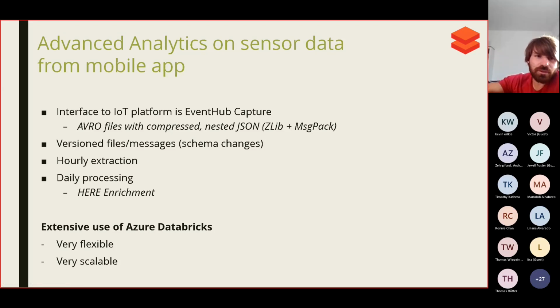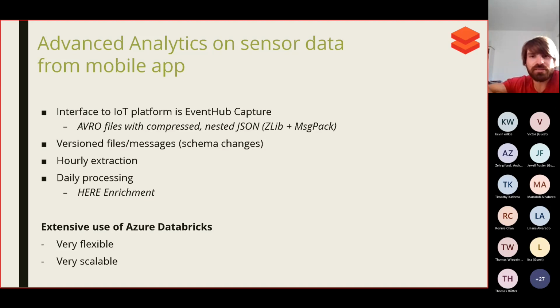The challenging parts here were that the data that we used was actually delivered by the IoT platform, which was basically an Event Hub capture. So they were sending the data to IoT Hub and Event Hub. And we did not use the stream capabilities of Event Hub, but we used the so-called Event Hub Capture. It's a feature of Event Hub that just stores and dumps the data on a storage account every, let's say, 5 minutes. And then we just process this data. The data there is Avro files, which contain the actual message. The message itself was a nested JSON that was compressed using zlib and MessagePack.